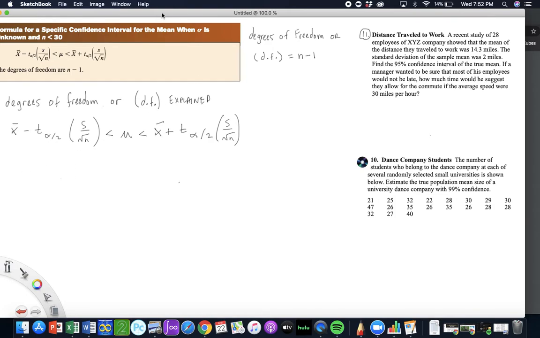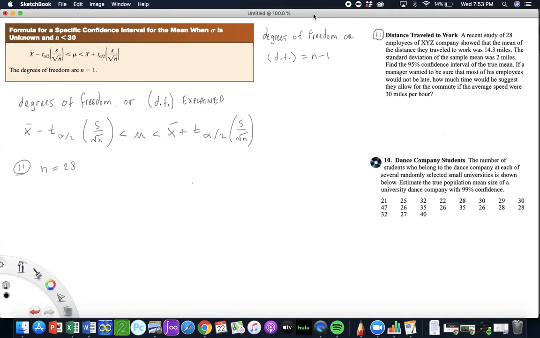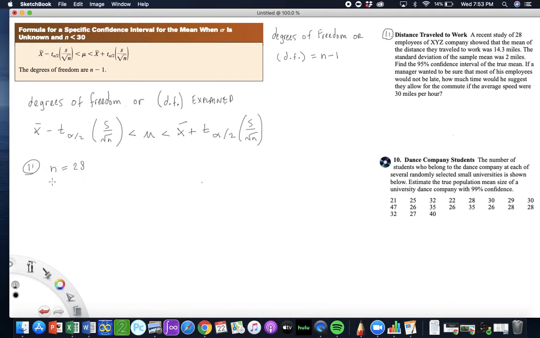This is problem number 11 in your practice problems, and I'm going to dissect this. I know that the number of people in the study is 28, in the sample. The sample showed that the mean of the distance they traveled to work was 14.3 miles. So the sample mean is 14.3. The standard deviation of the sample was 2 miles, so my sample standard deviation is 2 miles. And I'm looking for the 95% confidence interval. So I'm going to put that down, 95%.